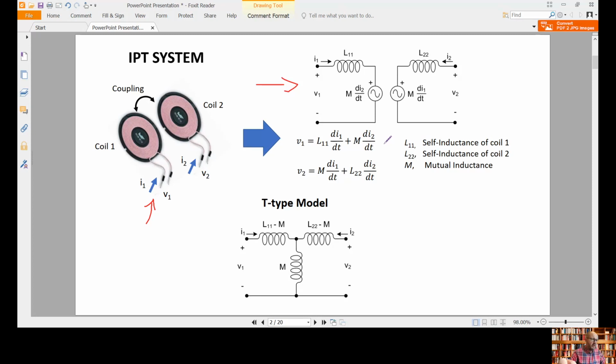We have other possibilities for modeling this type of circuits. For example, the T-type model is also very used, and then we model the circuit with these three inductances, L11 minus M, L22 minus M, and then the parallel inductance with the mutual inductance.